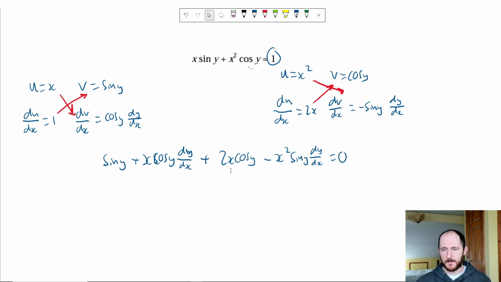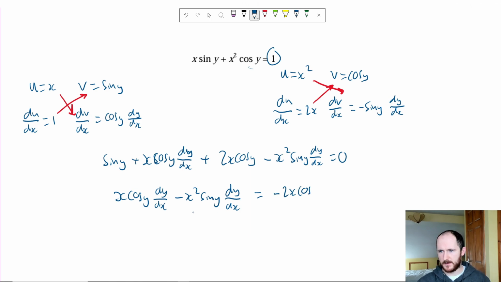So how do we do that? Well, what we need to do is we need to put everything with dy by dx on one side. So it's already on the left hand side, so I'm not going to bother changing it. And I'm going to move the sine y and the 2x cos y over. So we're going to have x cos y, because I want to keep that here, dy dx, minus x squared sine y, dy dx, equals, and there's just going to be a bunch of negatives, so minus 2x cos y, minus sine y.